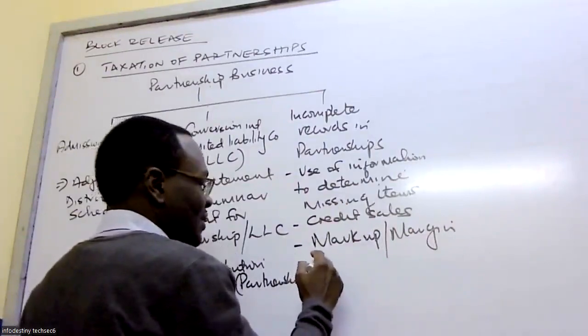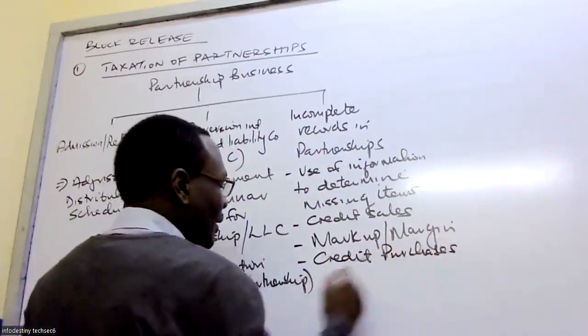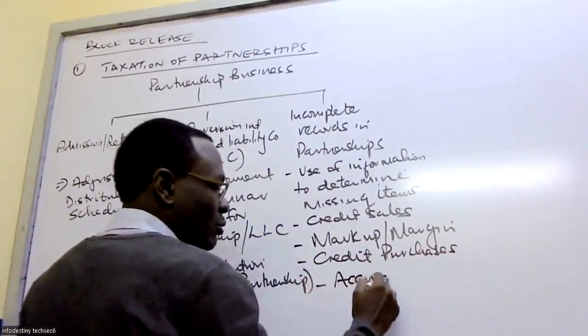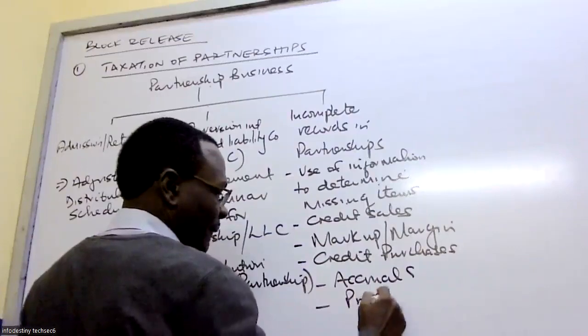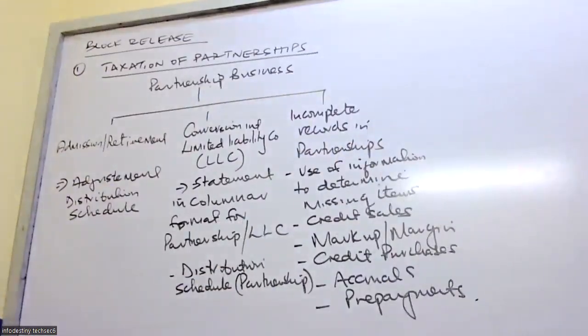You might also need to look for credit purchases. Then you need to make adjustments for accruals and prepayments. So generally, this is what we call partnership. Any question on partnership? Then we can take our first question.